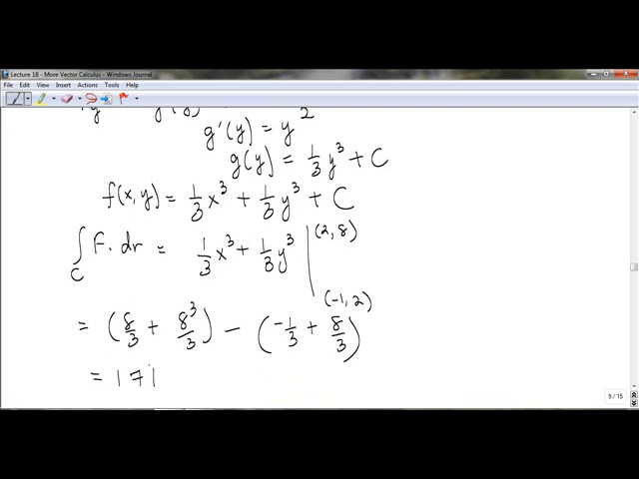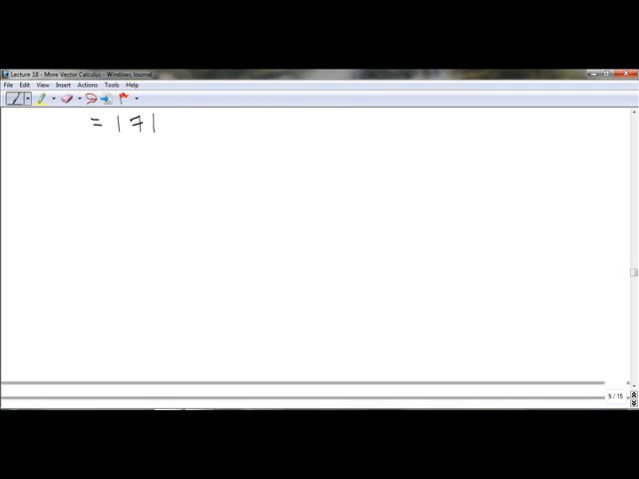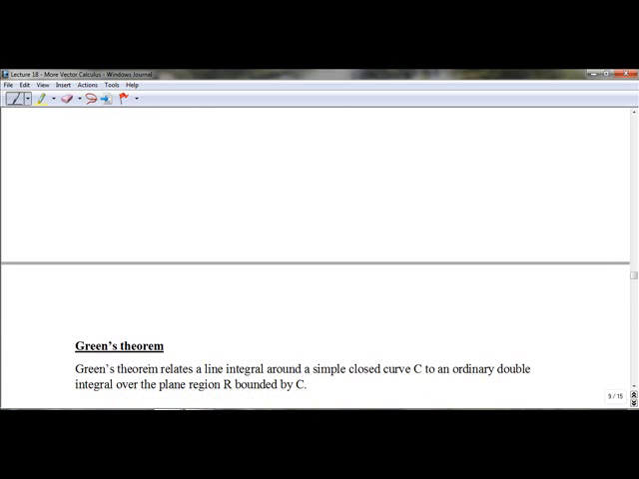A good point. We're not doing anything with the parabola. Why? Because we know it's a conservative vector field, so we don't have to do anything with it. We already have the endpoint and the starting point.